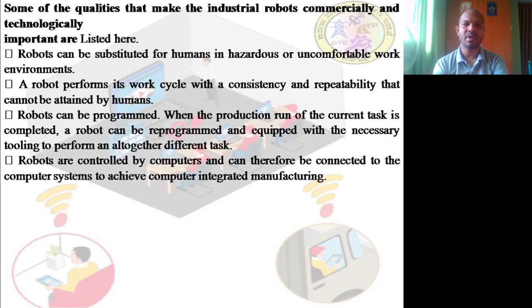Robots can be reprogrammed when the production run of the current task is completed. A robot can be reprogrammed and equipped with the necessary tooling to perform an altogether different task. Robots are controlled by computers and can therefore be connected to computer systems to achieve computer integrated manufacturing. This is also popularly called CIM, that is computer integrated manufacturing. We are making an advanced manufacturing system by the integration of computers.